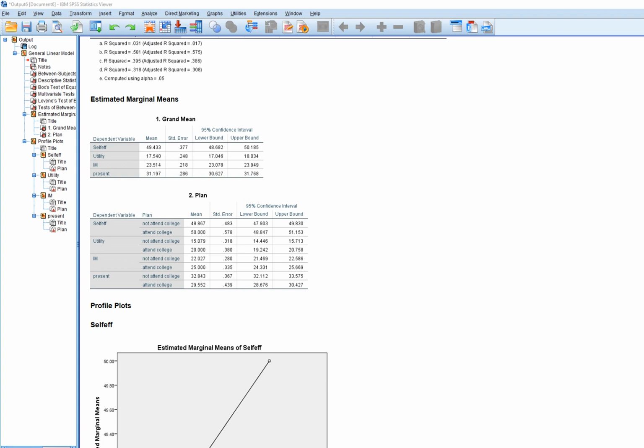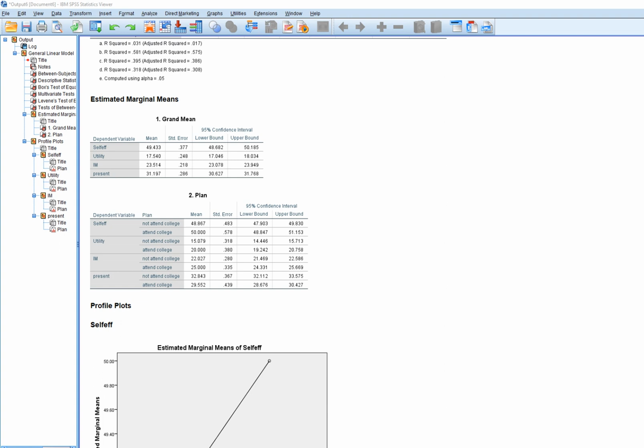Now let's look at another option as a follow-up. We've already determined that we have a significant multivariate effect. One option as a follow-up is called discriminant analysis, and discriminant analysis is basically a kind of reverse MANOVA.